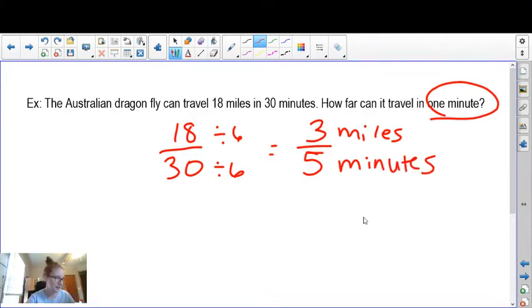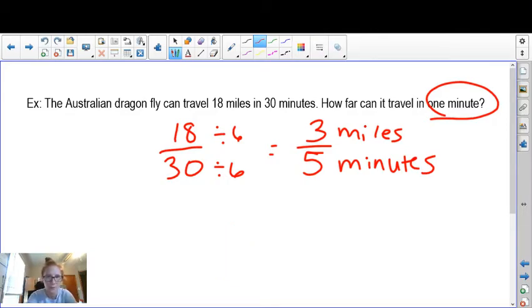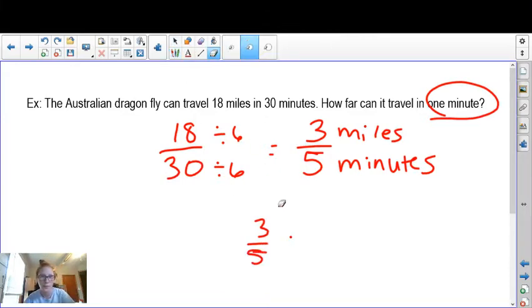So what I can say for my final answer is, since I'm wanting per 1 minute, if I can go 3 miles in 5 minutes, I can go 3/5 of a mile. And I'm going to type this because writing down there by my keyboard is difficult after all.